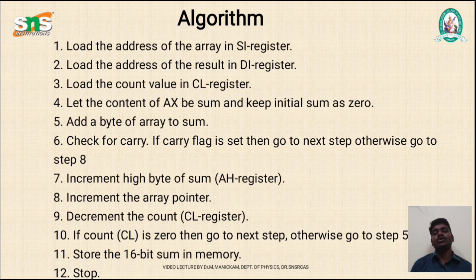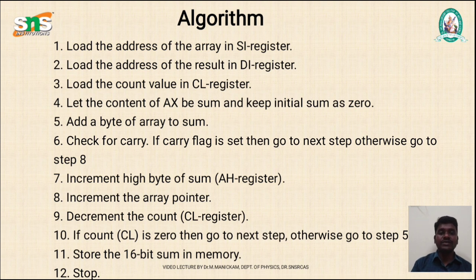In the second step, it will go to the loop by using the looping concept. The second value will move, and the second value also will be added with the previous answer. Continuously it repeats until the final value is reached. Next step, increment the high byte of the sum value in the AX register, increment the array pointer, and then finally decrement the counter CL register.